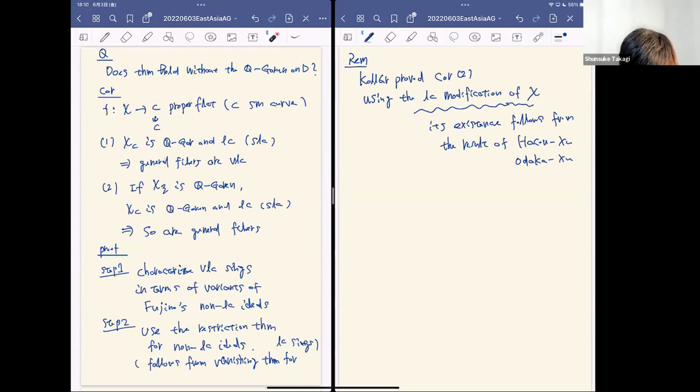But our proof uses only the vanishing theorem for log canonical singularity. And Kollár's proof heavily depends on the existence of LC modification. So I believe our proof is of independent interest. Anyway, let me stop here. Thank you very much.